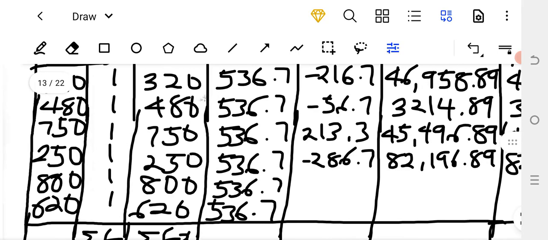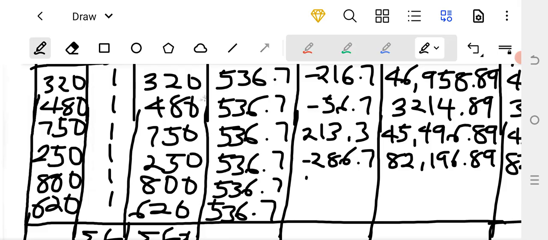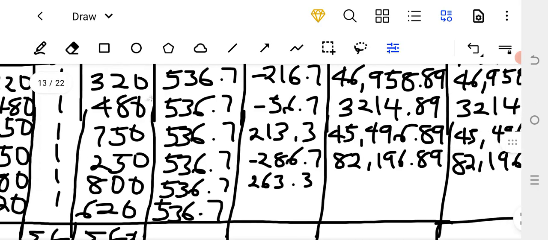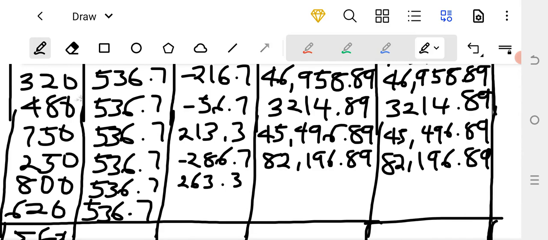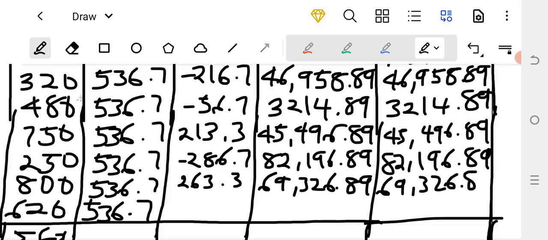Then 800 minus 536.7. You're going to have 263.3. You square it. You are going to have 69,326.89.